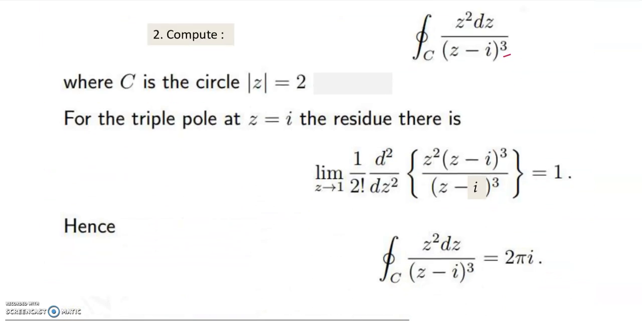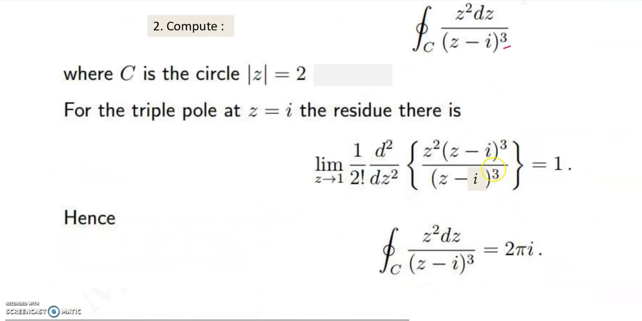Okay, so (z minus i) to the power 3 and (z minus i) to the power 3, both will be cancelled. Then you substitute the limit z equal to i. See here, very important: you take the second derivative of this after the cancellation. So what is the first derivative? 2z. What is the second derivative? 2 will come. So that 2 factor will be cancelled. So the answer is 1. That's why we are getting 1.